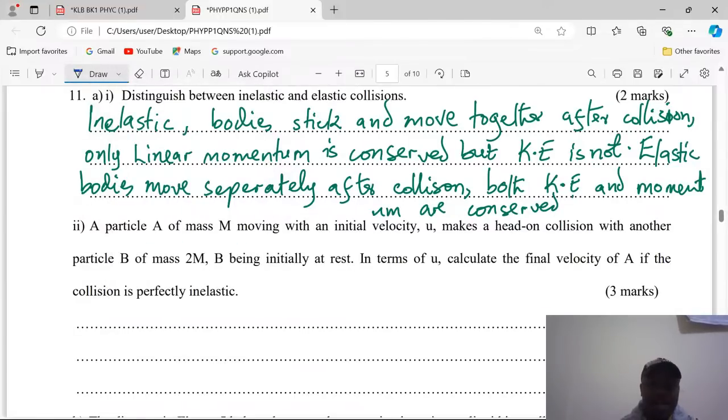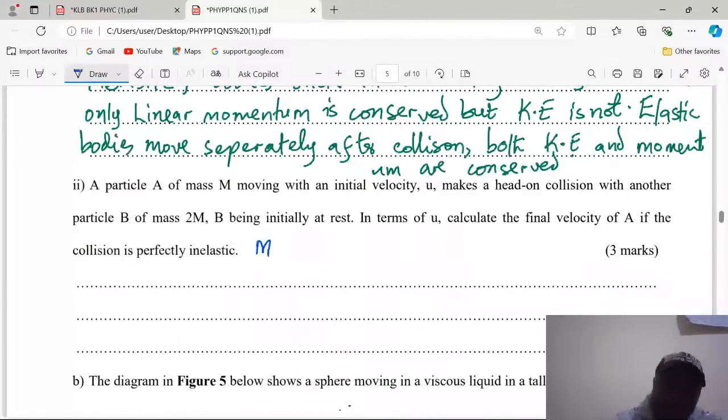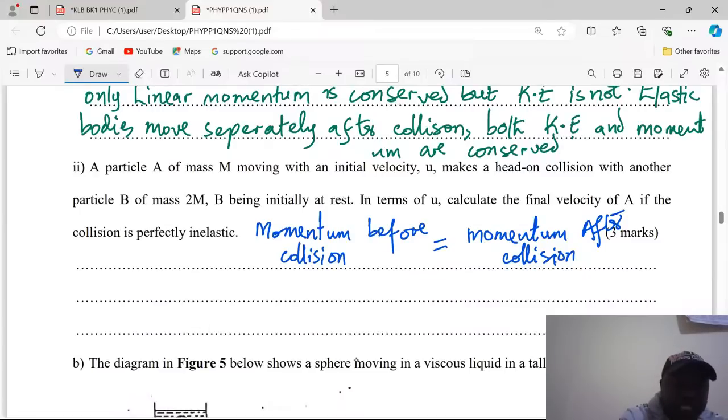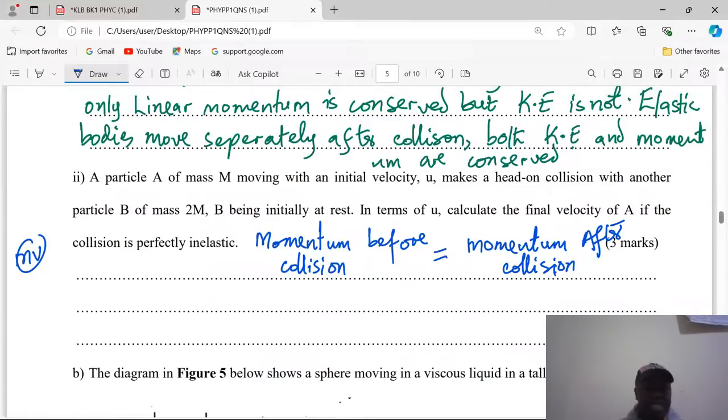With linear momentum being conserved, then we say momentum before collision is equal to momentum after collision. Momentum before collision equals momentum after collision. Again, we should know that momentum is given by mass times the velocity of an object. Actually, it should be total momentum before collision equals total momentum after collision, because linear momentum is being conserved totally.